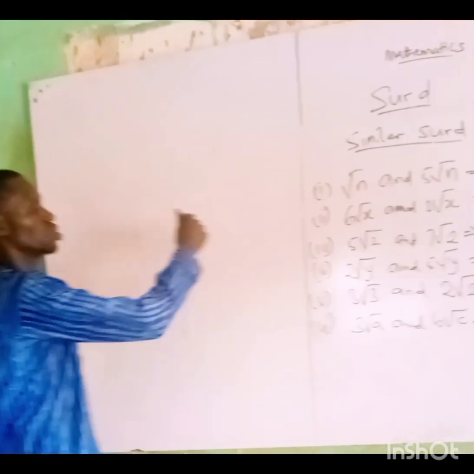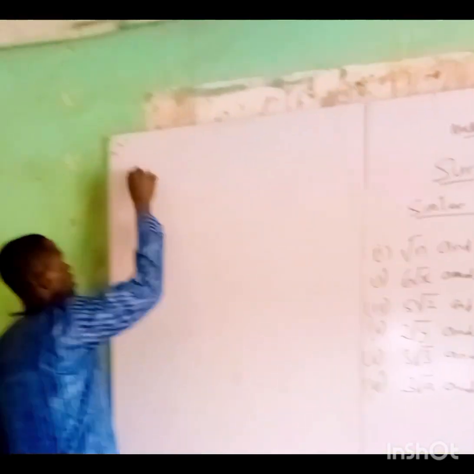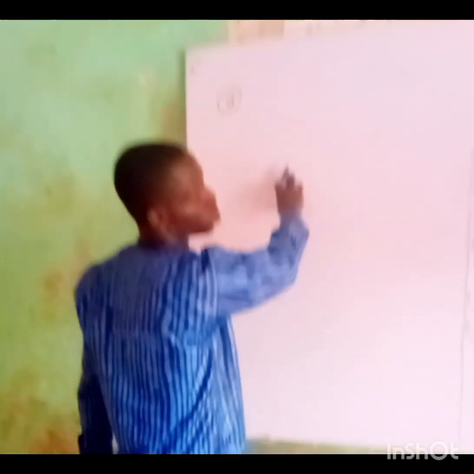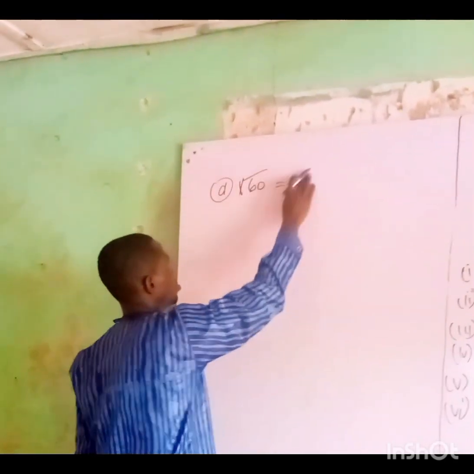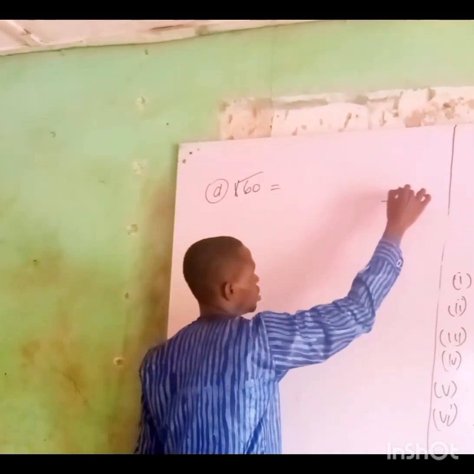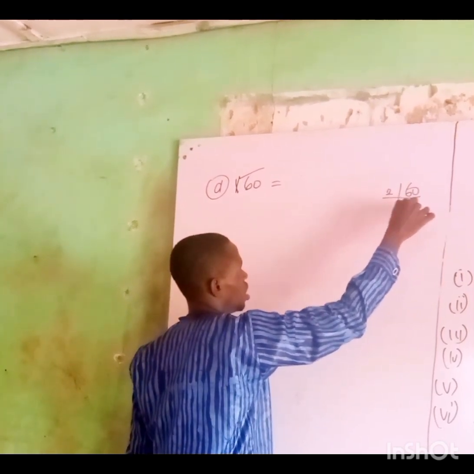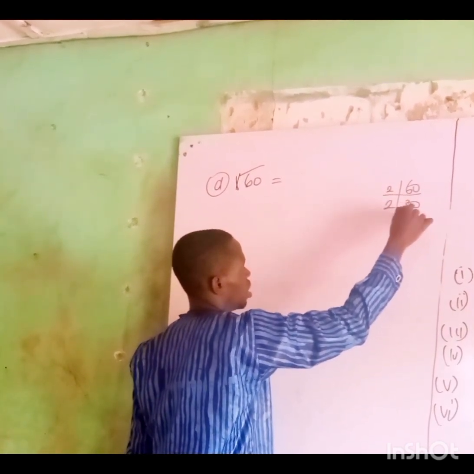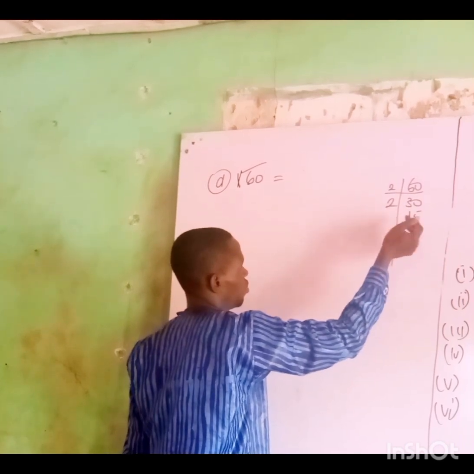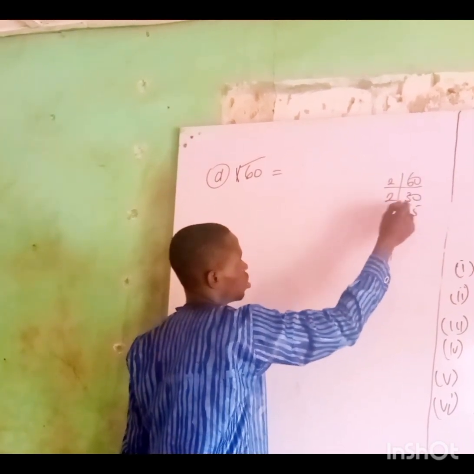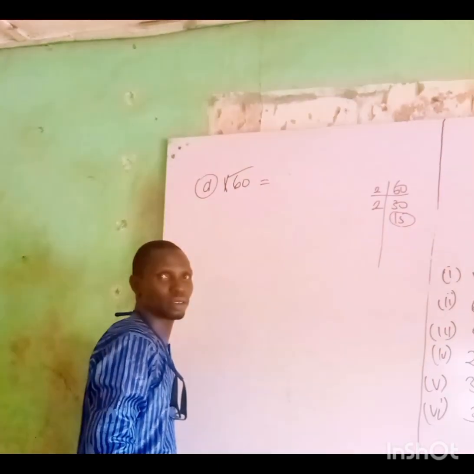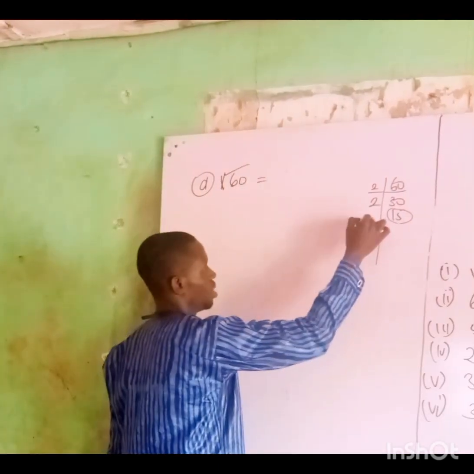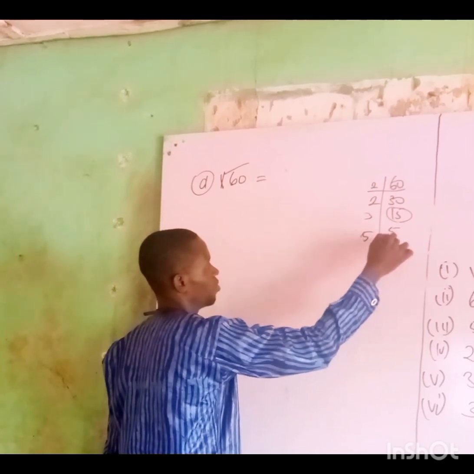Okay, let's quickly go to the last one in that question 1, root 60. Root 60 will give us... Now let's split it and see. 60: you have 2, you have 30, you have 2, you have 15. 15, you can't get any perfect square from 15 again. So you have 3 here, 5, you have 5, 1.